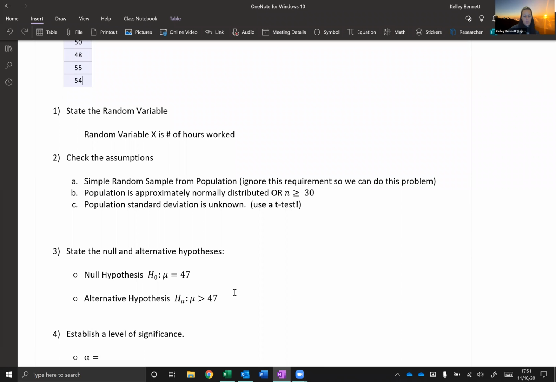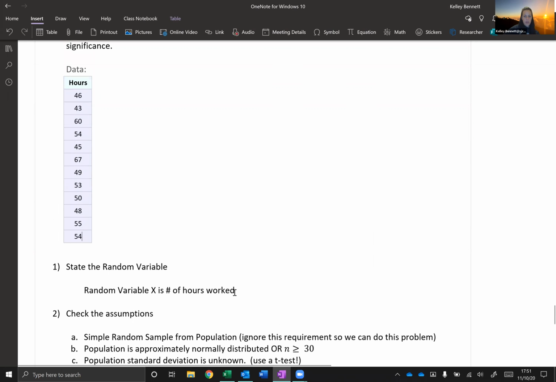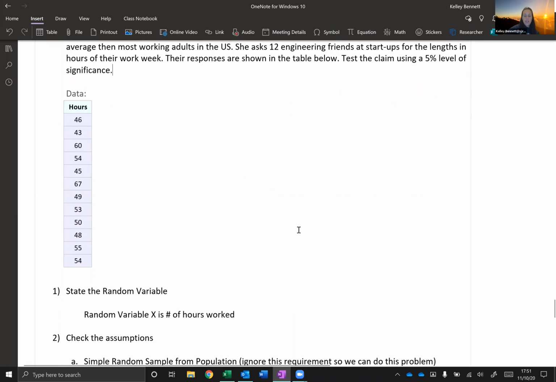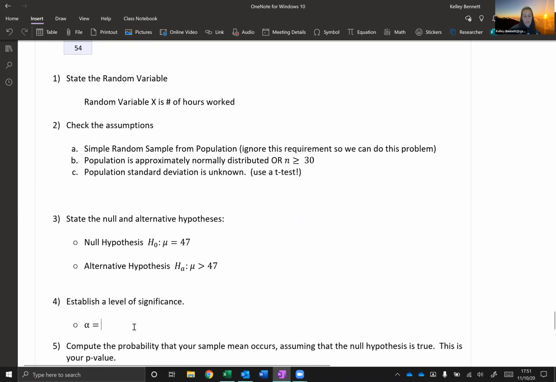Next, we need to say, what is our level of significance? So that's going to be in the problem as well. Let's scroll back up. We want to test the claim using a 5% level of significance. So 5% is our alpha. That's the same as 0.05. Now that we have that, we can go ahead and put this into our Excel sheet.